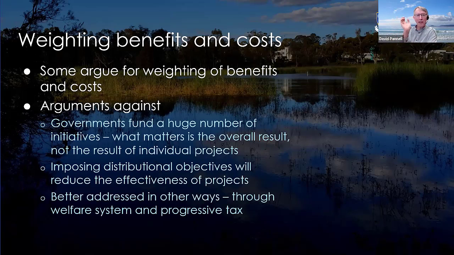On the other hand, some people argue against weighting on the basis that, for example, government funds a huge number of initiatives and what matters is the overall result, not the result for an individual project. Imposing distributional objectives on each project will reduce the effectiveness of projects because you'll be constraining them to achieve distributional objectives, and therefore they'll be less able to achieve other types of objectives, whatever they are, transport or agricultural productivity or environmental. Those other welfare type benefits are better addressed in other ways through the welfare system and progressive tax. So that's another position.